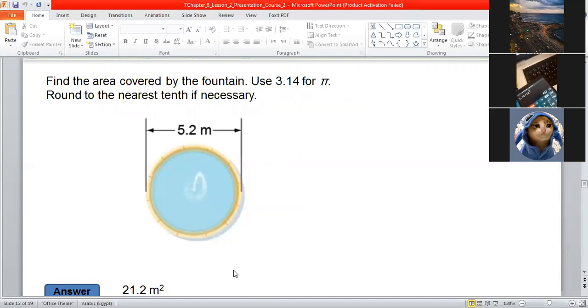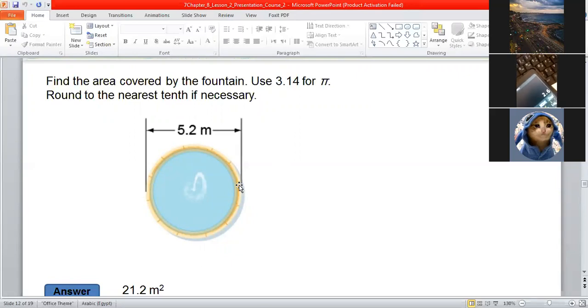So we have a fountain, and this one is the diameter. I think 5.2 is not the radius here, Muhammad. This is the diameter. So he gives me the diameter equal to this number. Firstly, what do we do? We divide 5.2 by 2. 5.2 divided by 2, my friend, is equal to 2.6. So the radius here is 2.6.